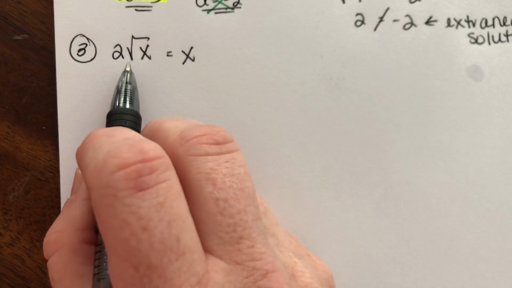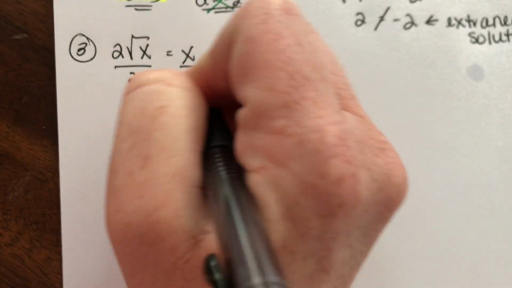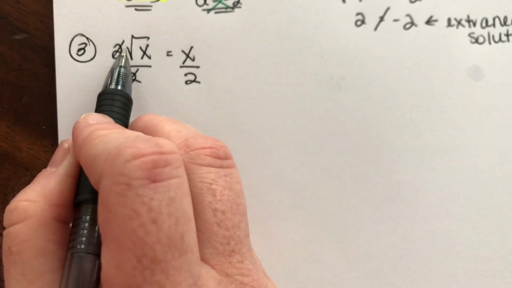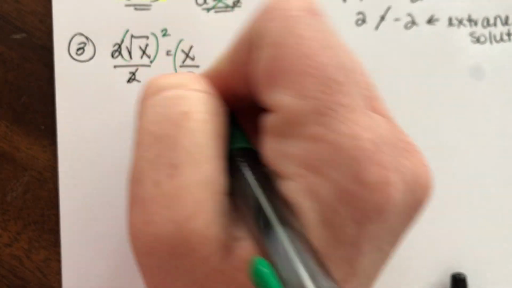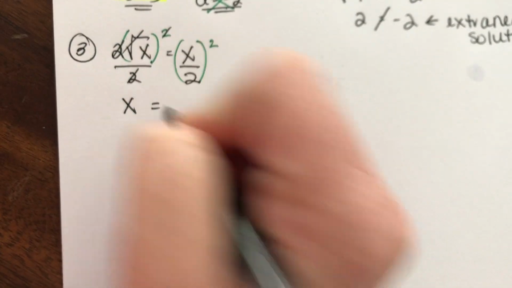We want to get the radical by itself. So I'm going to divide both sides by 2. And this goes away. And then I want to square both sides to get rid of this radical. So I'm going to square this, and I've got to square this. So once I simplify, this cancels this, and I'm left with x.